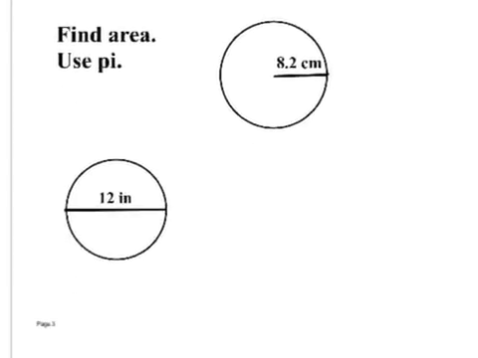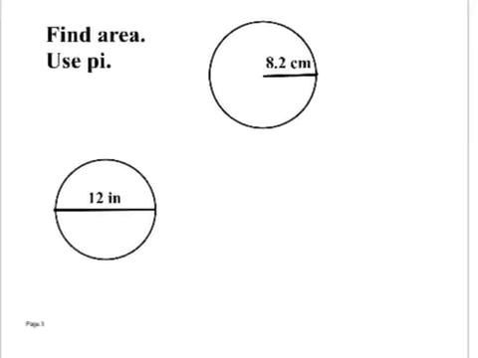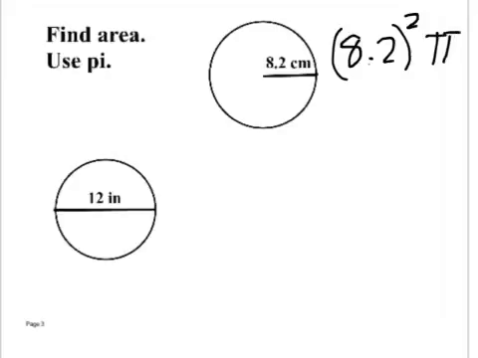Alright, what you need to do is draw these two circles and write use pi. So I need to find area using pi of this circle right here, right? So 8.2 is my radius, so I have to square it, and I have to times it by pi, which it's in terms of pi, so we just leave the symbol. So 8.2 times 8.2, 67.24, it rounds to 0.2, so 67.2 pi centimeters squared.